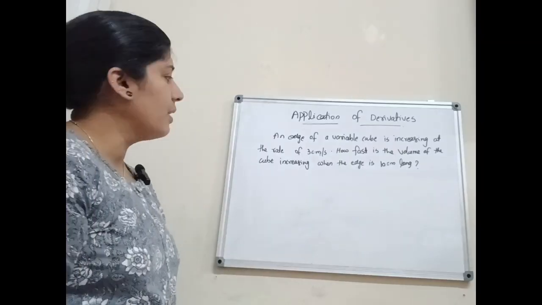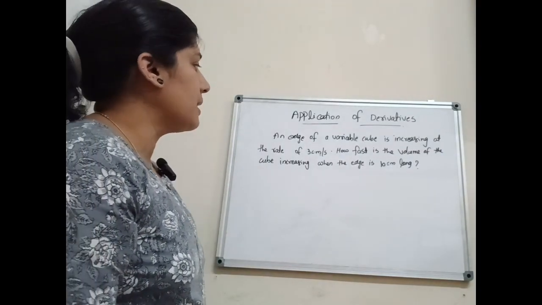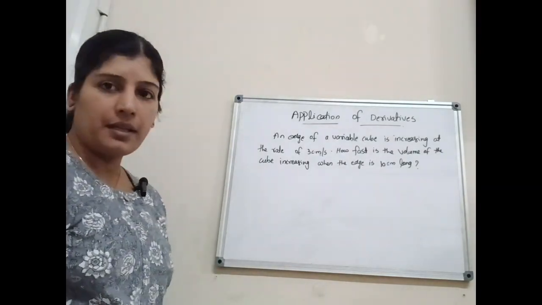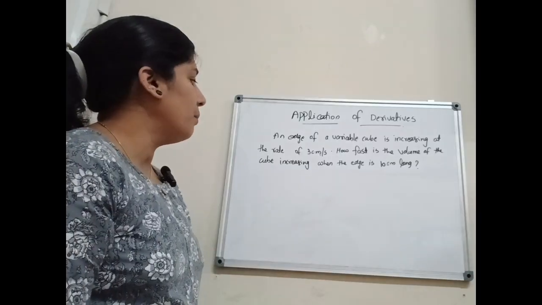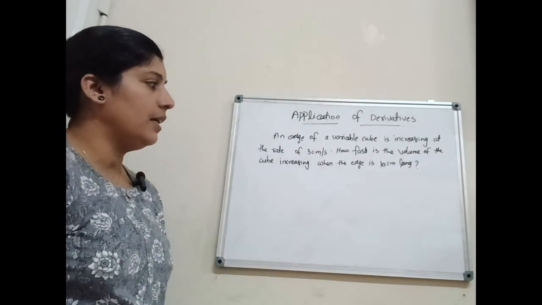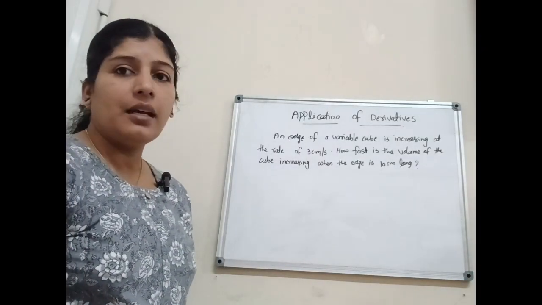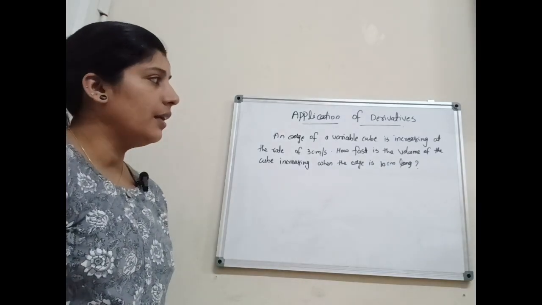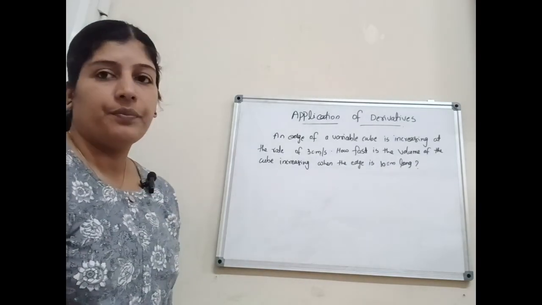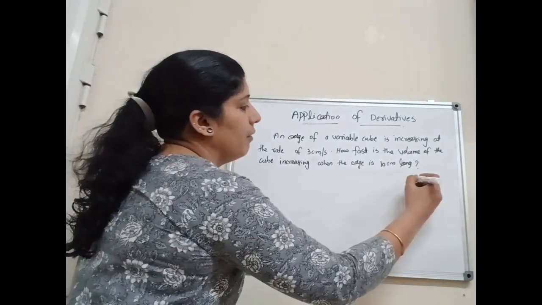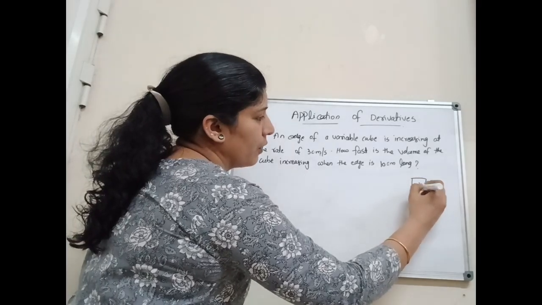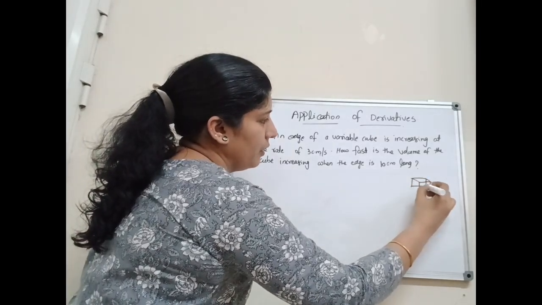Next, consider the question. An edge of a variable cube is increasing at the rate of 3 centimeter per second. How fast is the volume of the cube increasing when the edge is 10 centimeter long? Here, consider a cube. What is the volume of cube? We know that it is length into breadth into height.